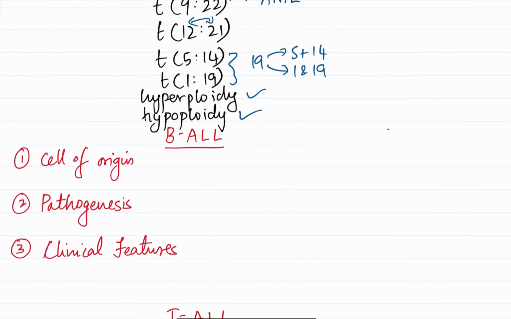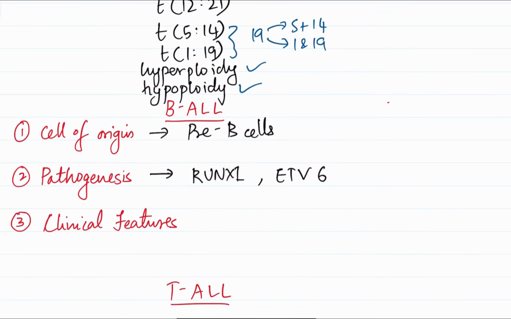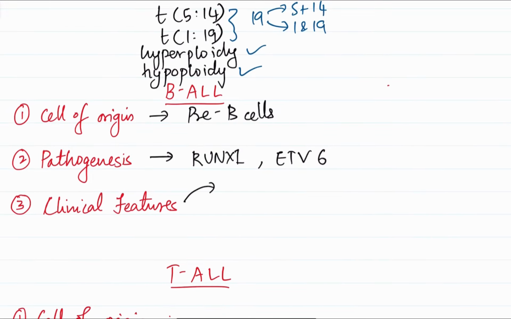Now moving on specifically into B-ALL, that is the lymphoblastic leukemia involving the B cells. The cell of origin is the precursor B cell. What is the pathogenesis? The genes commonly involved, there will be both translocations and numerical abnormalities. The genes that are usually involved are the RUNX1 gene and ETV6 gene. Those names are not very important. Now coming to the clinical features. They affect children. In fact, it is the most common malignancy of children, between 1 to 5 years.